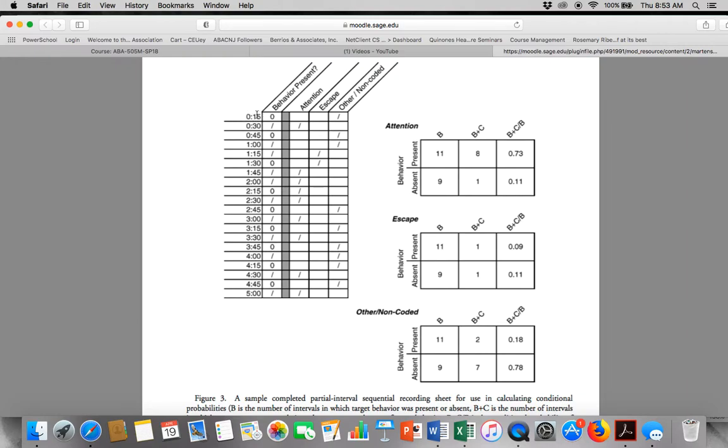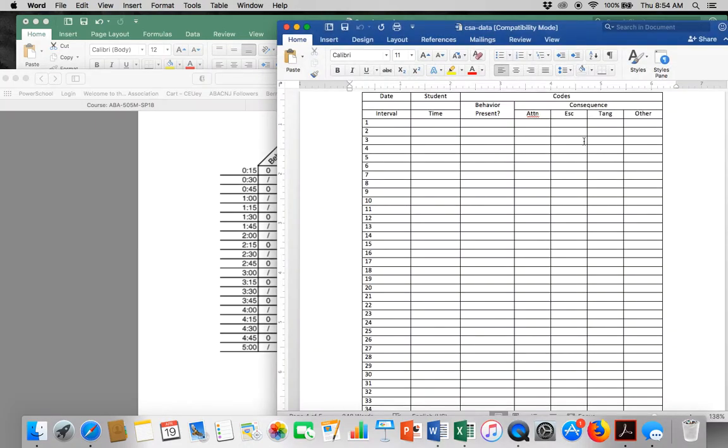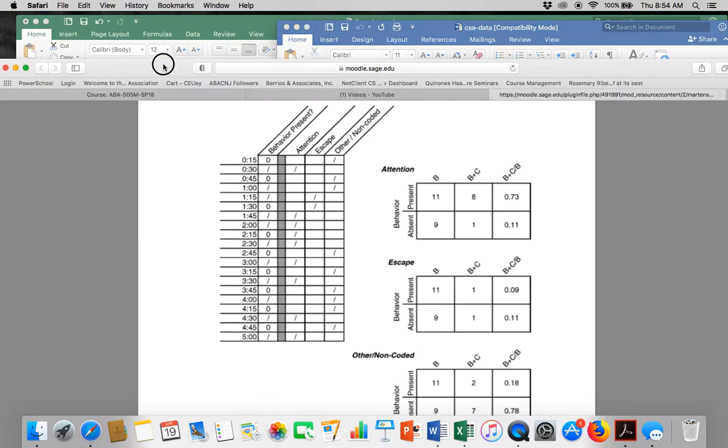Then from there, you will record if the behavior was present, which you'd indicate by a slash, or if it wasn't present, which you'd indicate by a 0. Then during each interval, you would indicate what occurred. Was attention provided? Did the student or client escape from whatever activity was going on? Or was there something else going on? And then you could also add in other conditions here, as within our data sheet, we have a tangible condition.